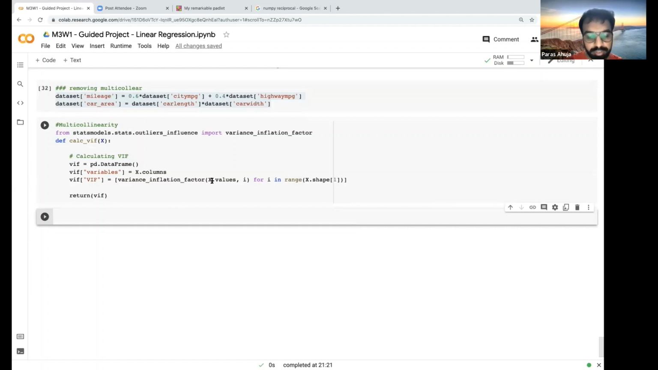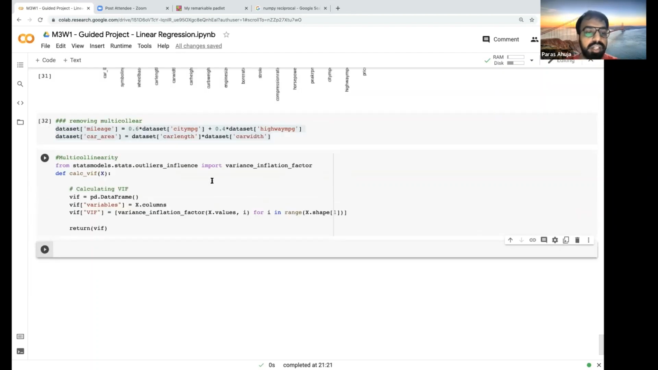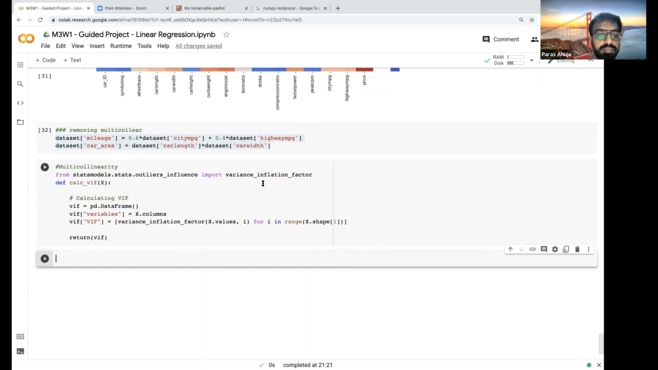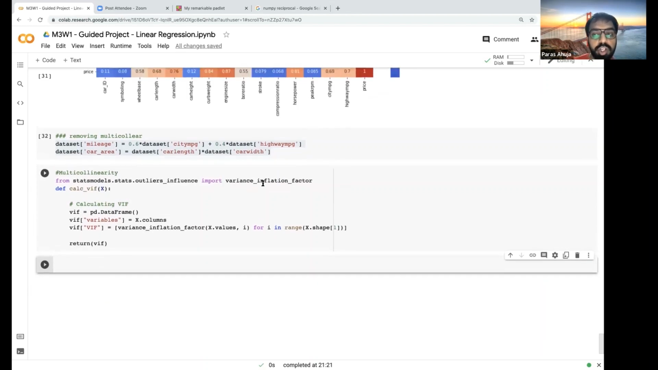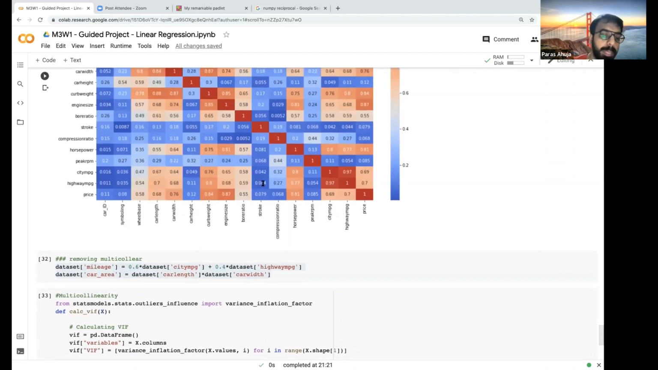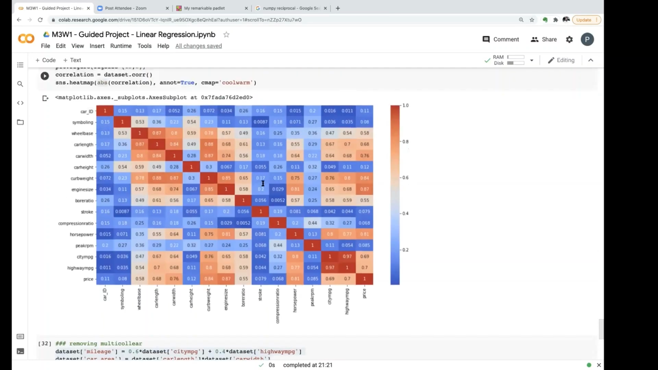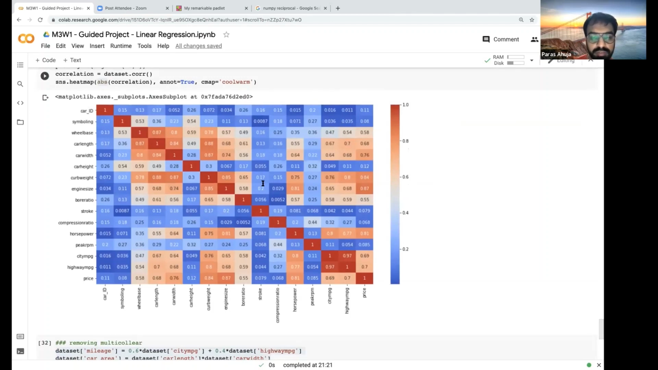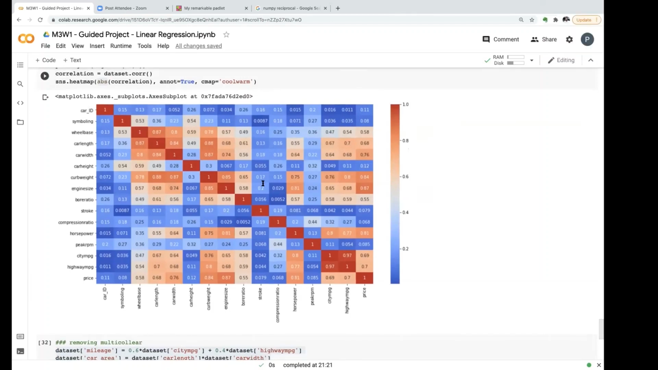So we'll calculate VIF. Which two columns should I ignore immediately to calculate VIF? Which two columns should I not take into account for calculating VIF? Car ID and symbolic. Okay. What else? Peak RPM and compression ratio and stroke. Why are you ignoring symbolic and peak RPM?